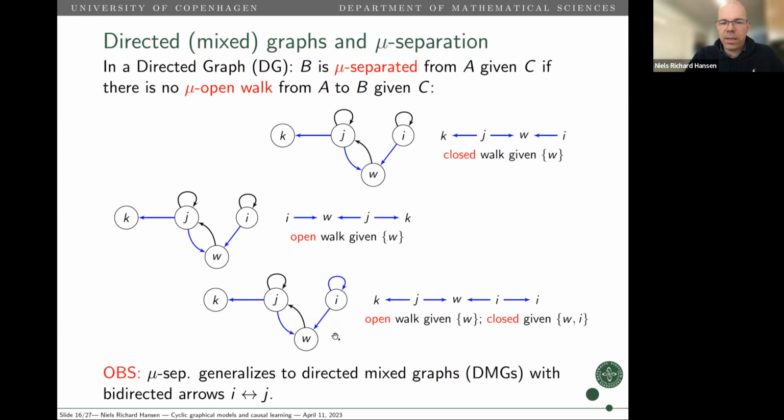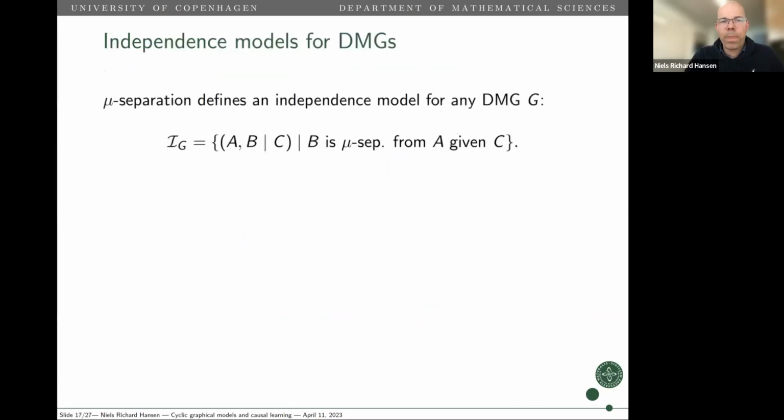Now this, as a purely graphical thing, this mu separation concept here generalizes directly to mixed graphs, where we also allow bidirected edges, just like D separation, which is usually called M separation. And then we can play around with this separation model. We can look at it just as a purely graphical thing. It defines a graphical independence model that I call I_G here, A B given C is in the independence model if B is mu separated from A given C.